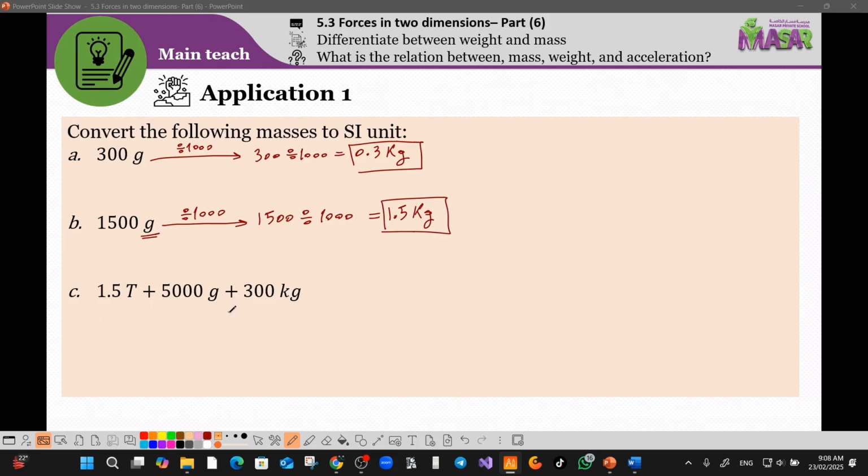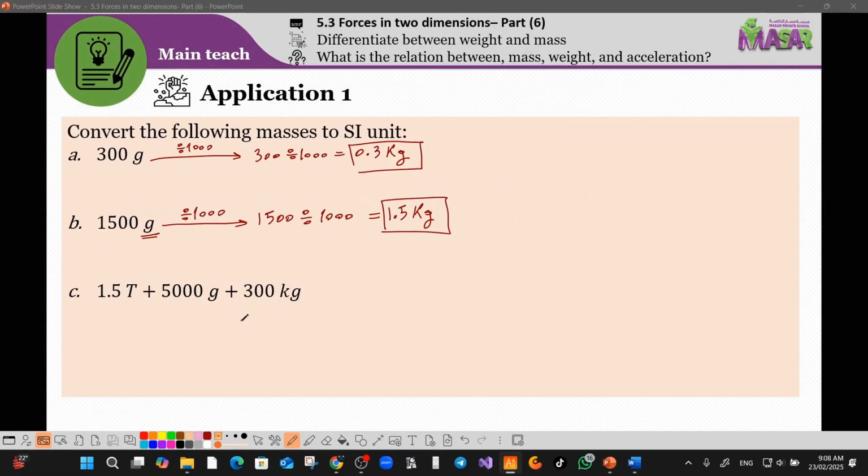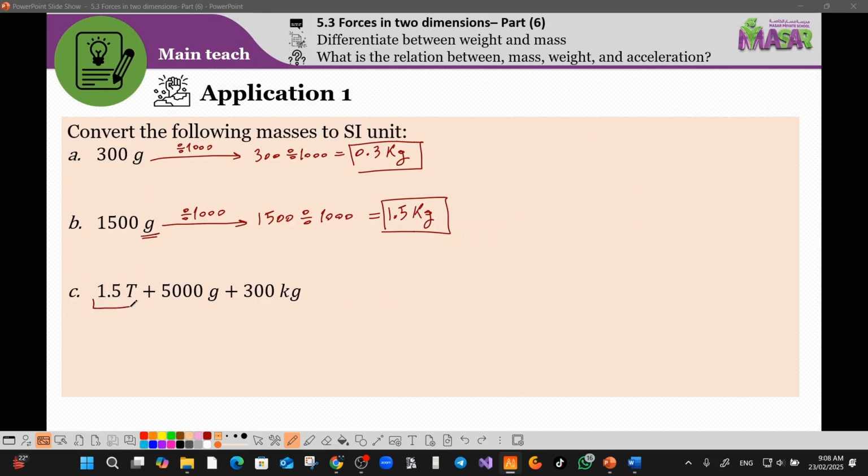In part C, we need to combine the three masses together. However, in physics, we cannot add or subtract different units. This is ton, this is gram, this is kilogram. So we must unify the units into the SI unit. The given unit here is ton, so we must convert it into the SI unit, which is kilogram. This is why we must multiply it by 1,000.